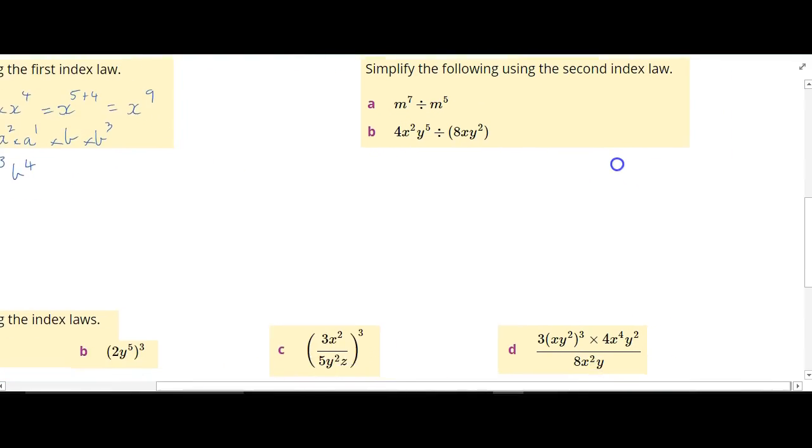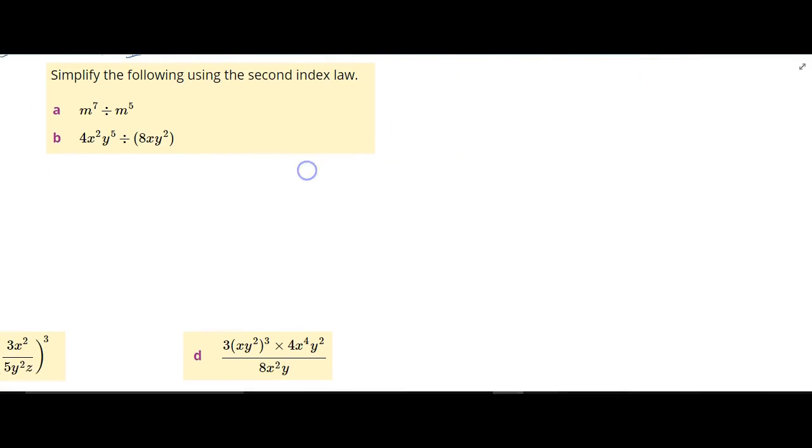All right, so let's have a look at this. This is using the second index law, this one here. Just keep in mind as well, most of the time we don't use this division symbol here. Using this is what you'll see more of going forward in maths from now on. So again, using the second law, you retain the base and you take away the powers. Okay, so retain the base, and 7 minus 5, I'll write that out, equals m^2, or m squared.